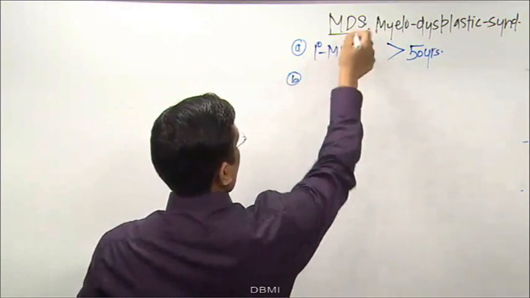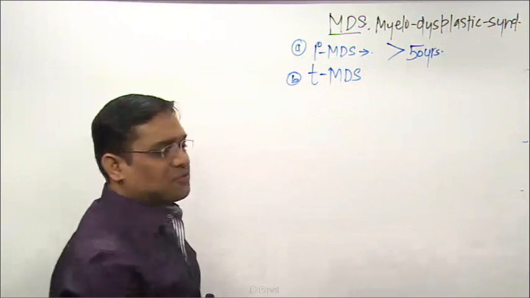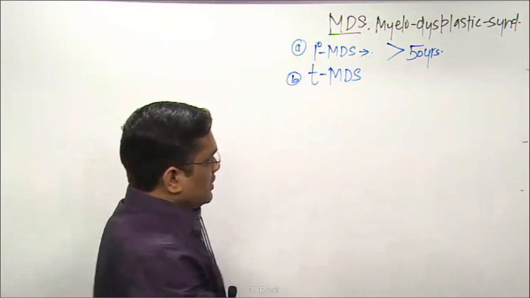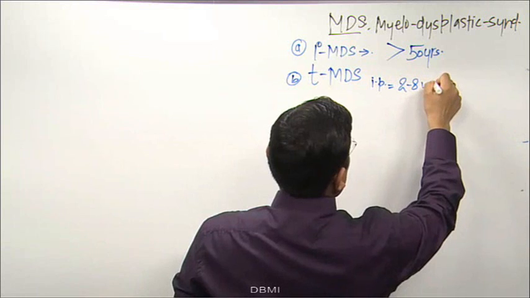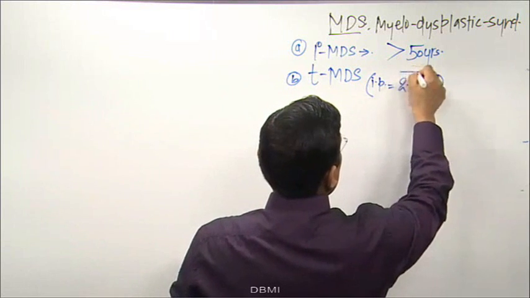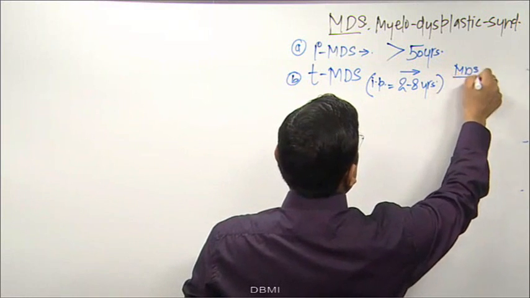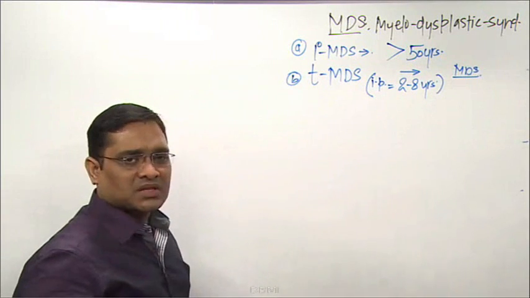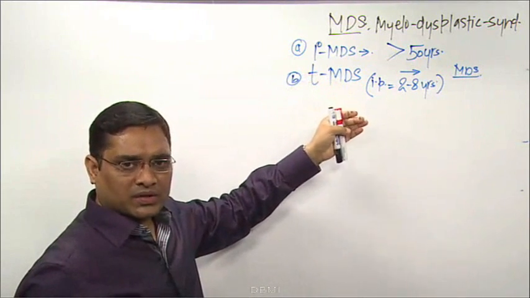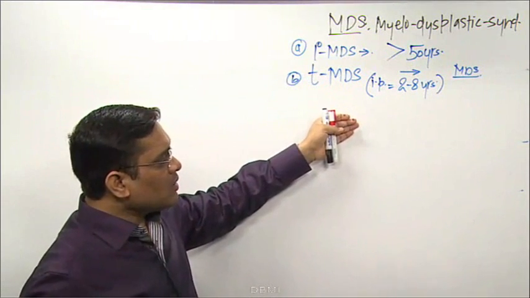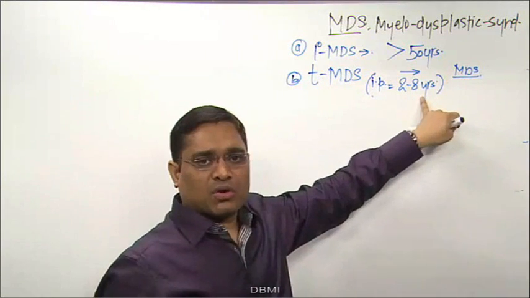The second category of myelodysplastic syndrome is also known as treatment related MDS. After giving certain treatment, there will be an incubation period of 2 to 8 years, and after 2 to 8 years they will transform into myelodysplastic syndrome. So this is called treatment related myelodysplastic syndrome. After giving certain treatment, alkylating agents or topoisomerase 2 inhibitors, a normal patient will be transformed into myelodysplastic syndrome after a 2 to 8 years incubation period.